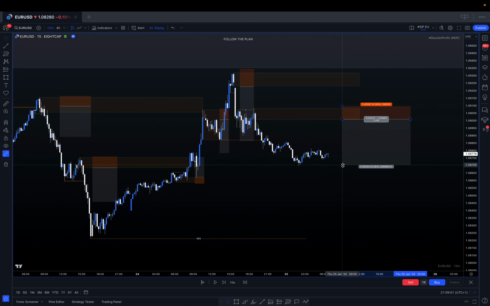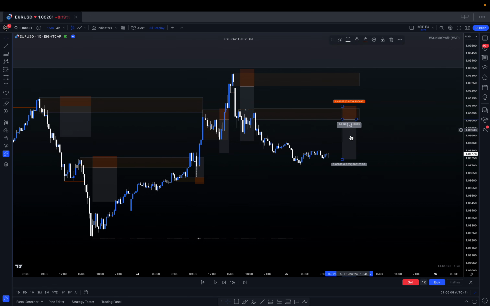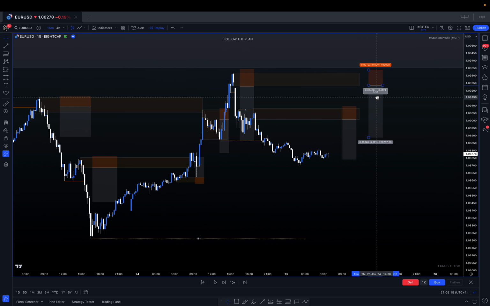Okay, target at 1 to 3 still, and then we're gonna have another one here just in case the first one fails. This one should hold, right? That's the entire idea of this type of entry, right?